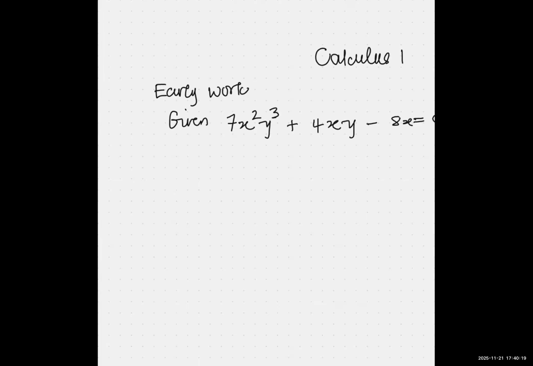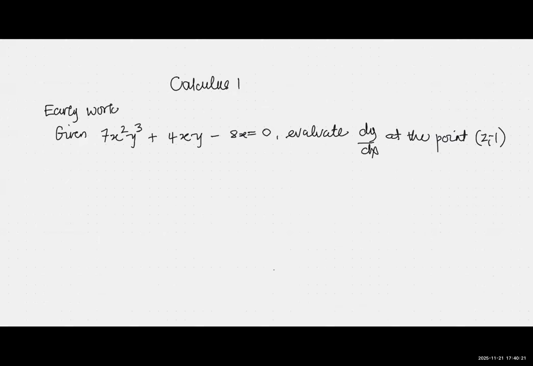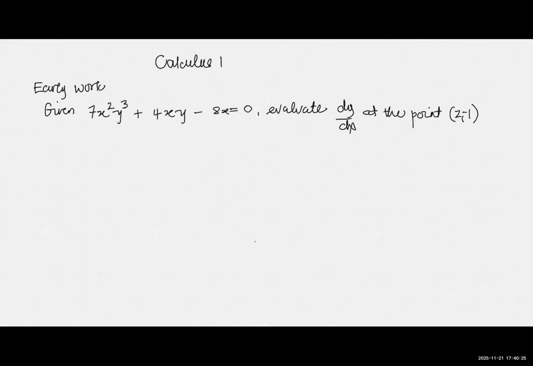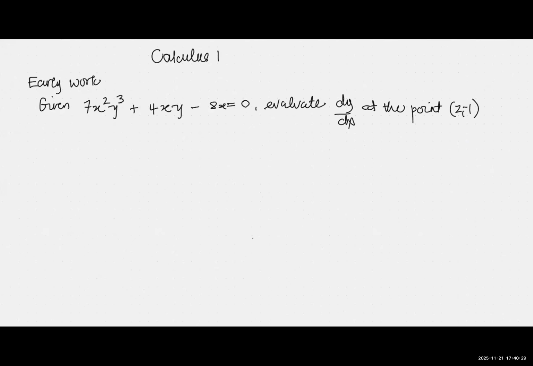So it says given 7x squared y cubed plus 4xy minus 8x equals 0. We need to evaluate dy by dx at the point 2, -1. We're going to ignore the 2, -1 for now, and just focus on the implicit function, and we're going to differentiate.